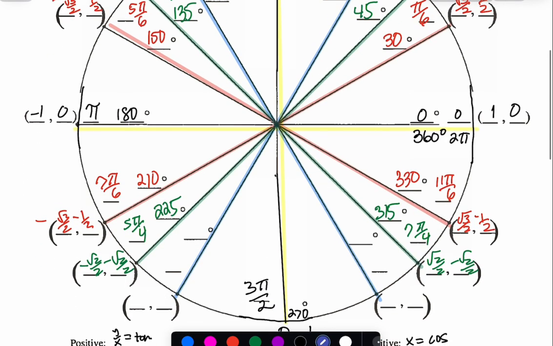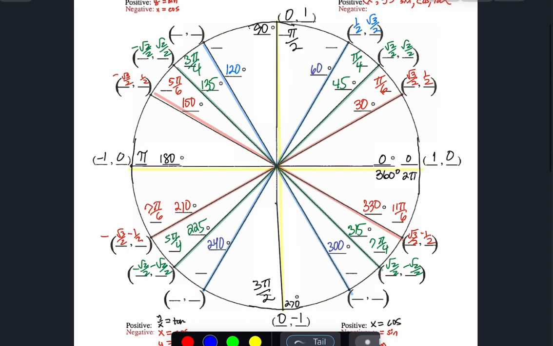Down here, if I go 60 degrees more after 180, that's 240. 60 more away is 300. Or 60 away from here is 300. So those are the 60s: 60, 120, 240, 300. Let's do the radian measure.